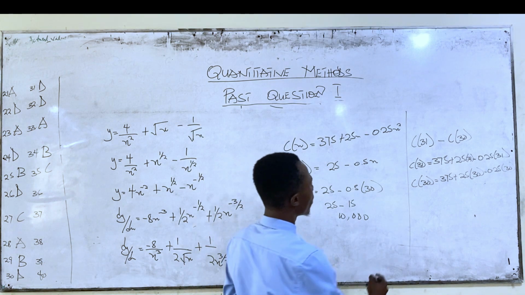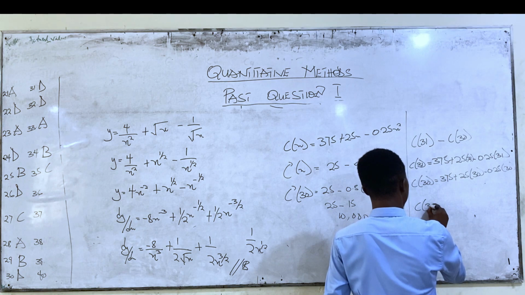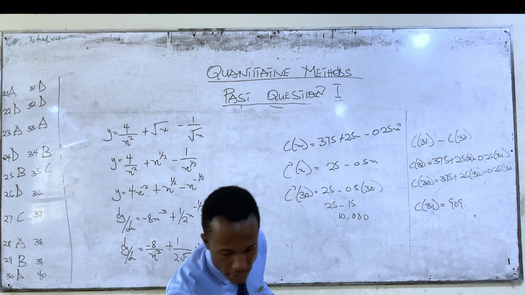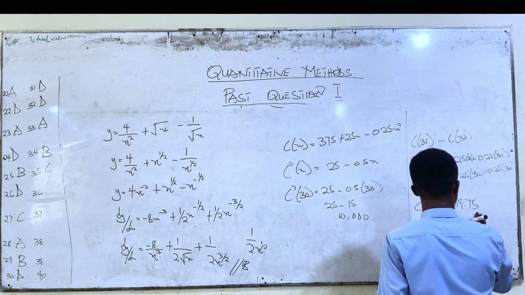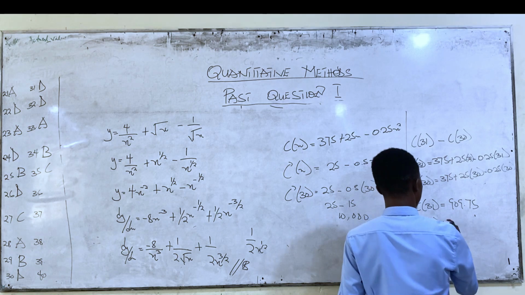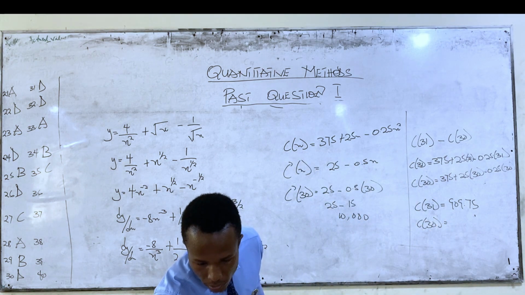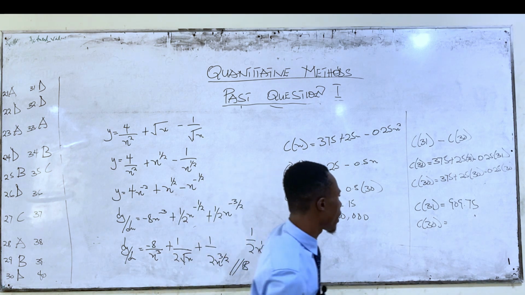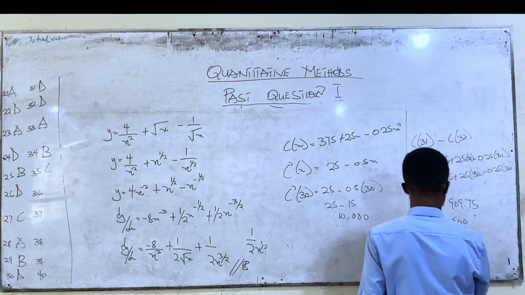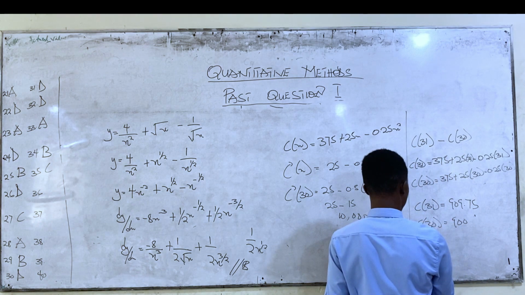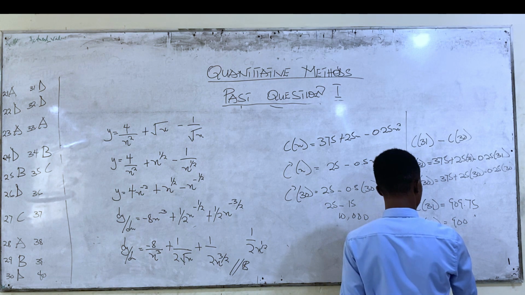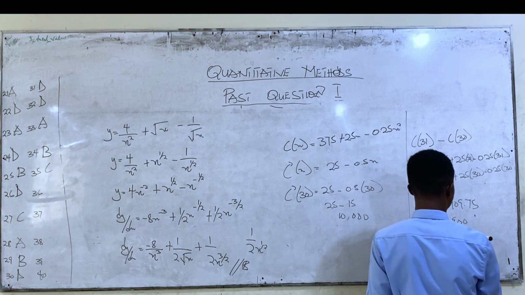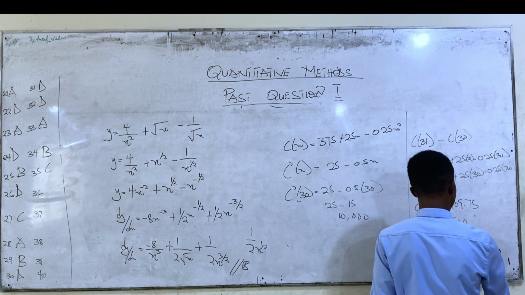C of 31, I have it to be 909.75. Then C of 30, I just insert 30 and I have 900. So when you find the difference, C of 31 minus C of 30, you are going to get 9.75.